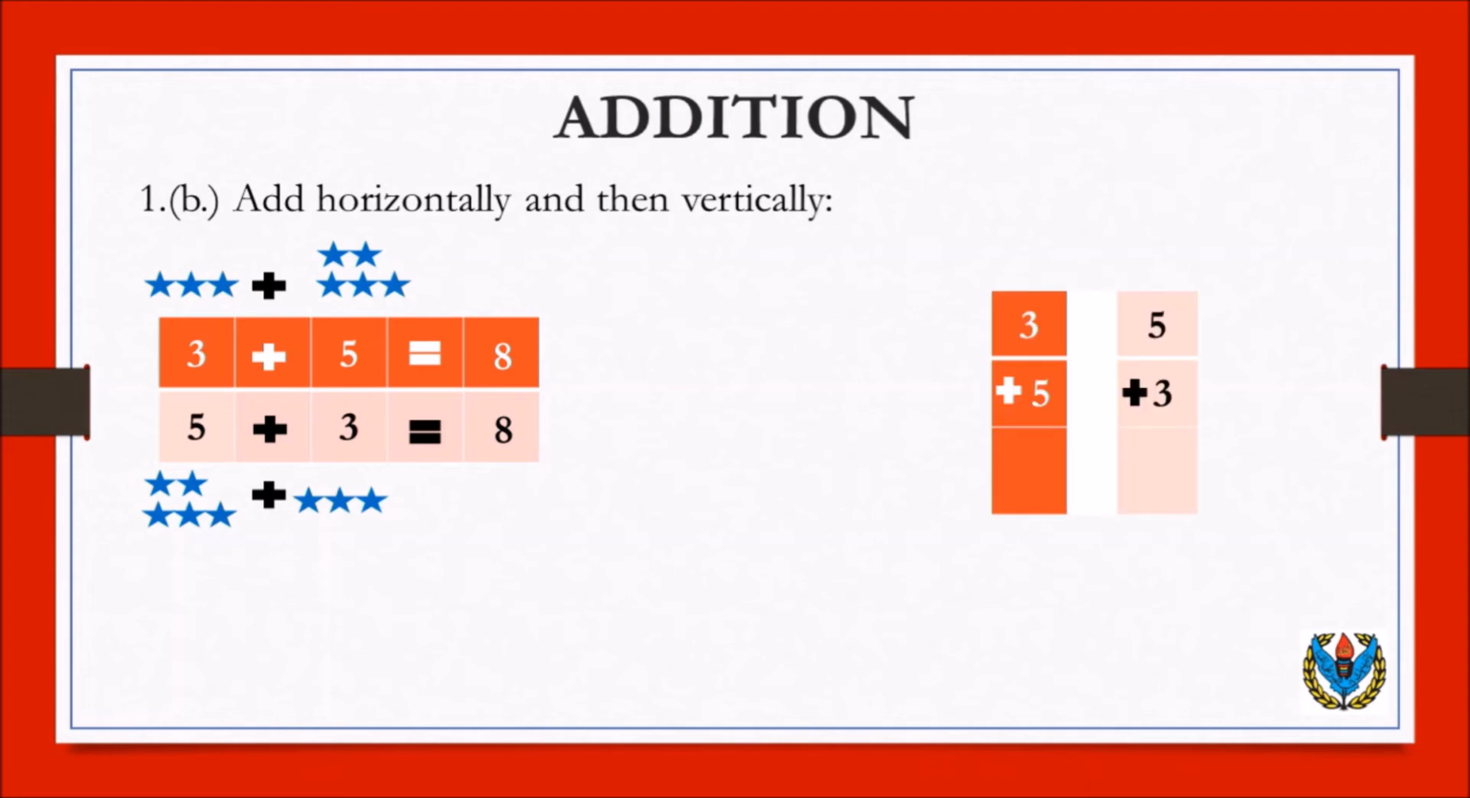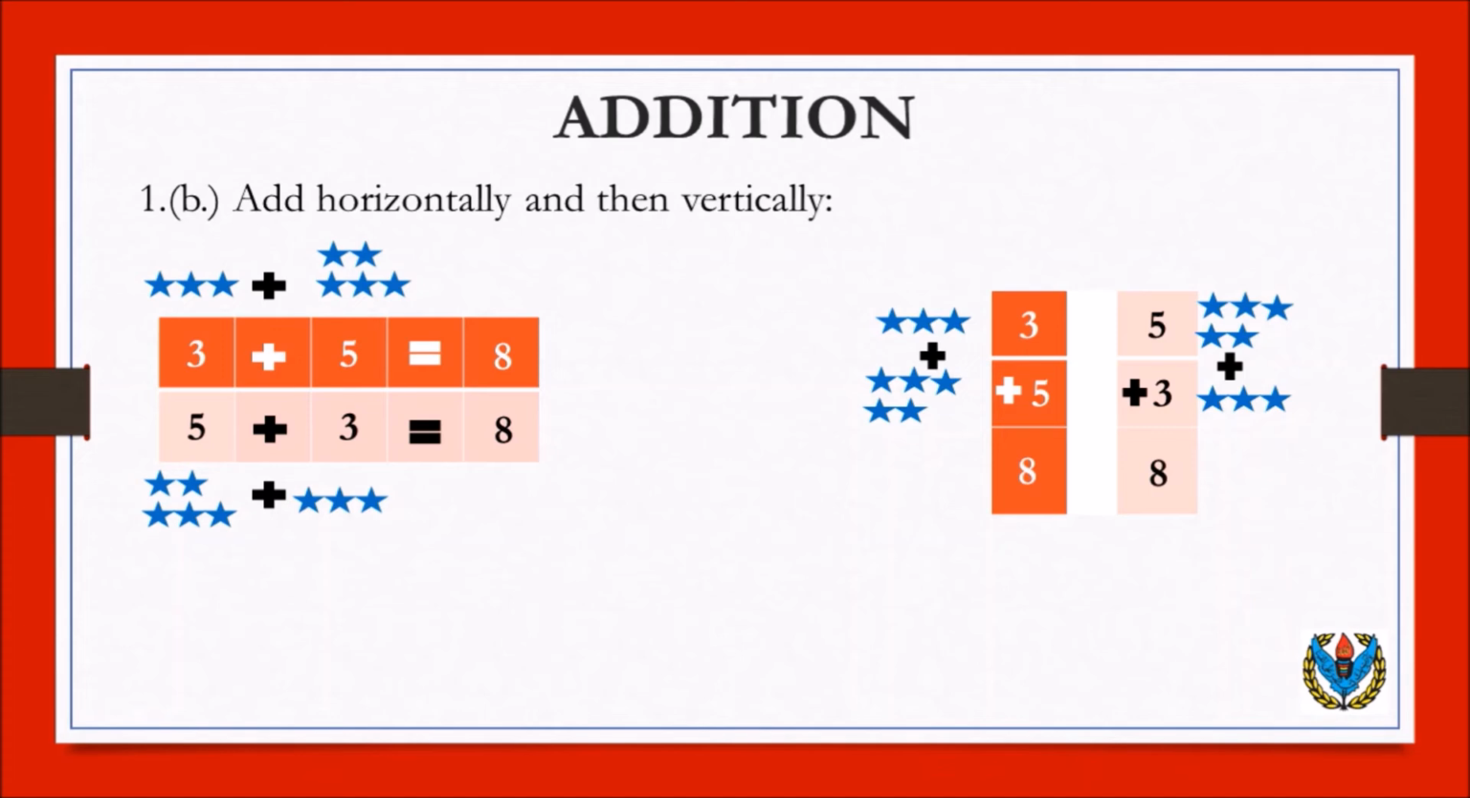Now, we will do these questions in vertical form. We will draw 3 stars, 1, 2, 3 and then 5 stars, 1, 2, 3, 4, 5. Add them, the answer is 8. Next is 5 plus 3. Draw 5 stars, 1, 2, 3, 4, 5 and then 3 stars, 1, 2, 3. Count them together. Yes, the answer is 8.